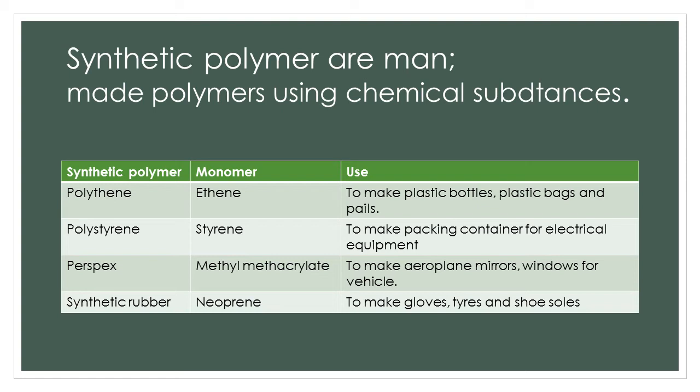Okay, and the other one is perspex. Perspex, the monomer is methyl methacrylate. Okay, methyl methacrylate is the monomer of perspex. So what is the use of perspex? It is used to make aeroplane mirrors, windows of vehicles, and also glasses. So they are made of perspex.